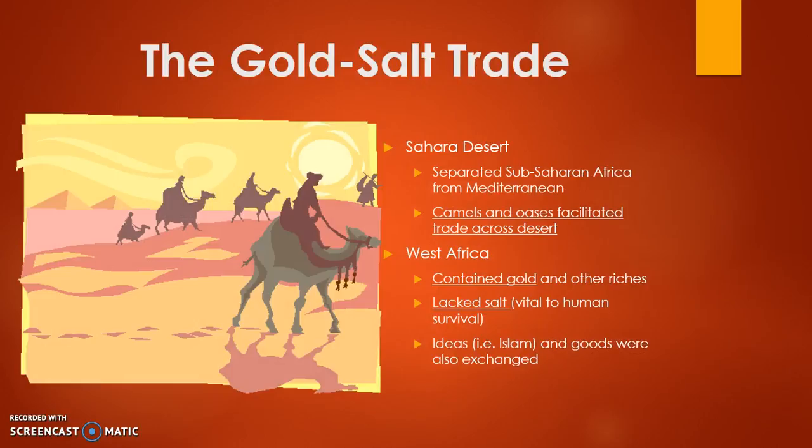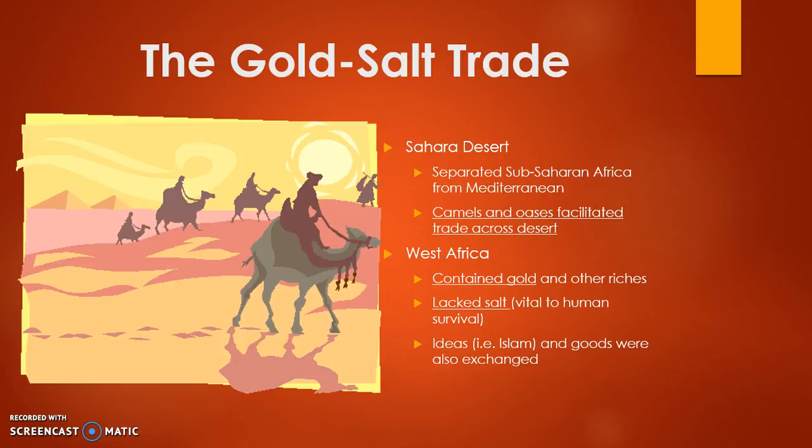So now we'll talk about the gold and salt trade. First, let's discuss what the geography of Africa does for the trade in the area. So the Sahara Desert, which is a huge desert in the northern part of the continent, separates sub-Saharan Africa from the Mediterranean. So for a long time, these two areas are isolated from one another because it's difficult to cross that desert. The domestication of the camel and the availability of oases throughout the desert is eventually going to allow for people to cross the desert and trade with one another.